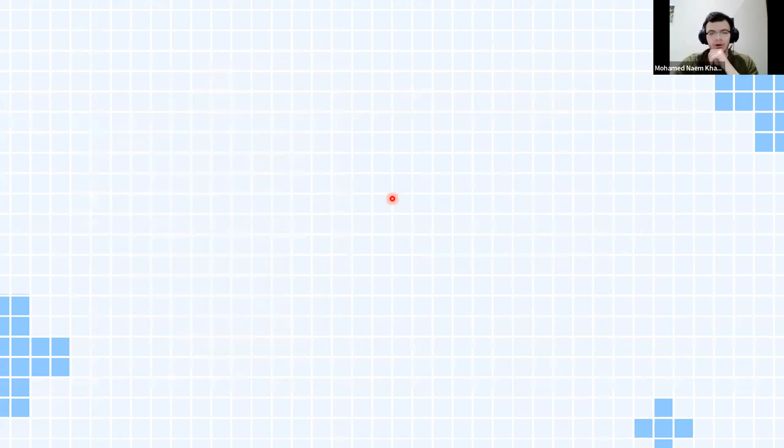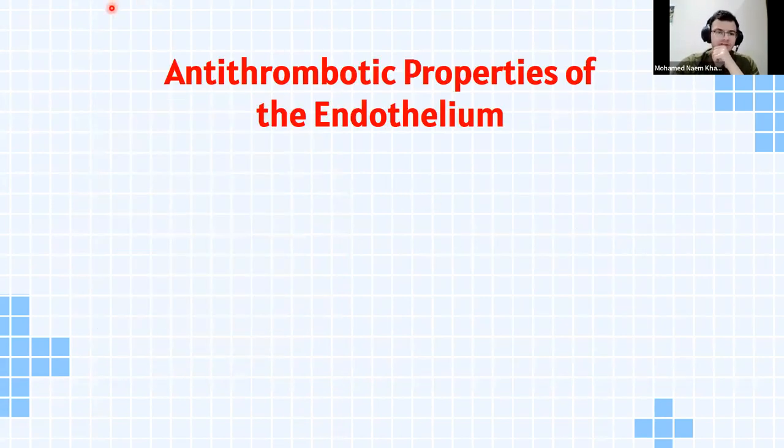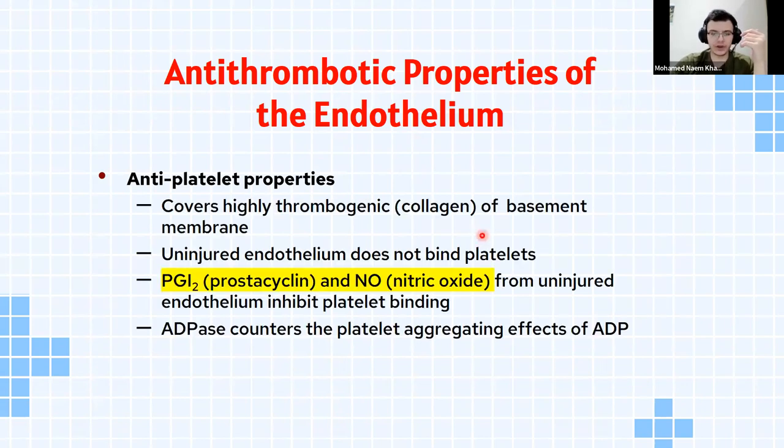Now we're going to talk about the antithrombotic properties of the endothelium. We said that it inhibits thrombosis, or inhibits the aggregation. Thrombosis is basically when the platelets aggregate. The aggregation itself is called the thrombus, or the thrombotic body. So let's talk about the properties and how the endothelium inhibits it. First of all, antiplatelet properties, we said that. How is that? Okay, it converts thrombogen.